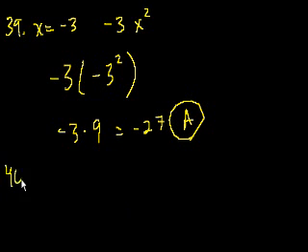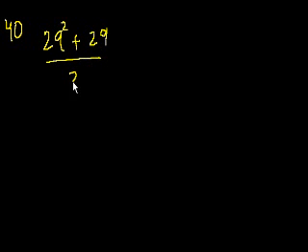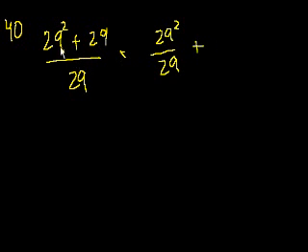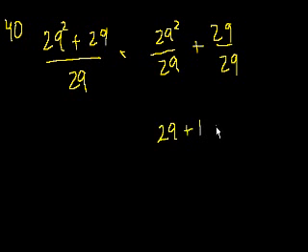40. 29 squared plus 29 over 29 is equal to, well, let's just divide the numerator and the denominator by 29. This is the same thing as 29 squared over 29 plus, I'm just going to separate these two terms out, plus 29 over 29. 29 squared divided by 29. Well, x squared divided by x is x. 29 squared divided by 29 is 29. 29 divided by 29 is 1. So it equals 30. So that is choice E.